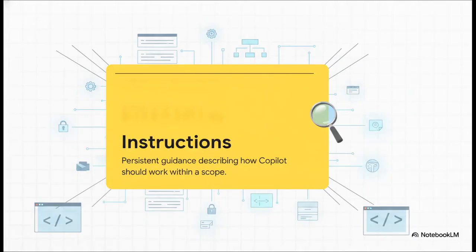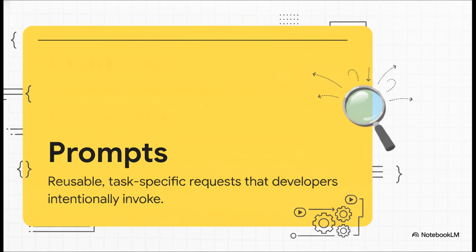Starting with the absolute basics, instructions are your foundational rules. They basically sit in the background and tell Copilot exactly how it should operate within your specific project scope. Think of them as this persistent "work this way" mandate, like always enforcing a specific architectural pattern or security standard across your entire codebase.